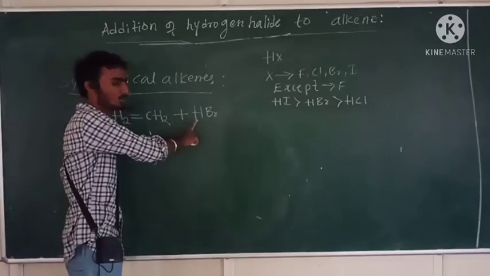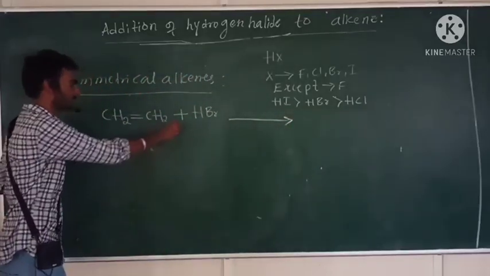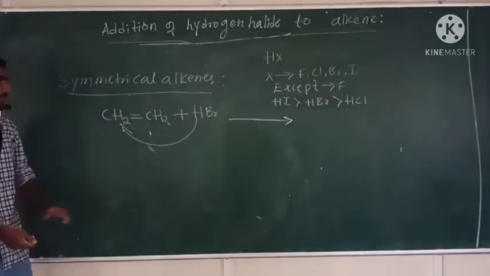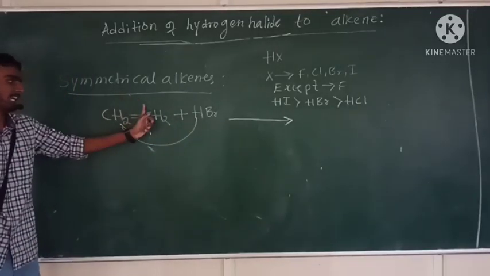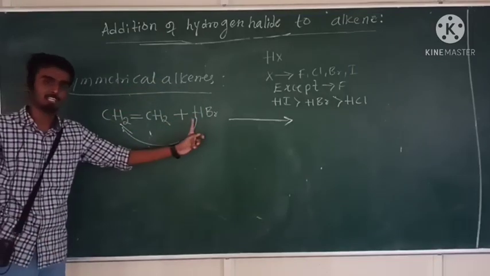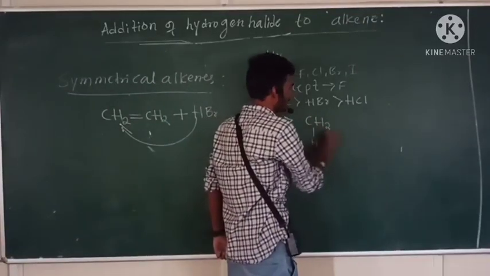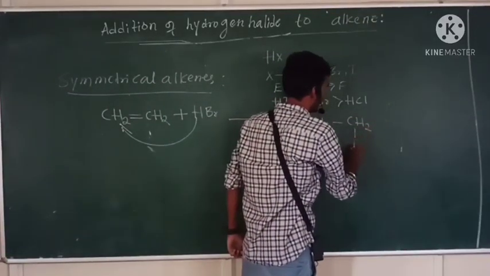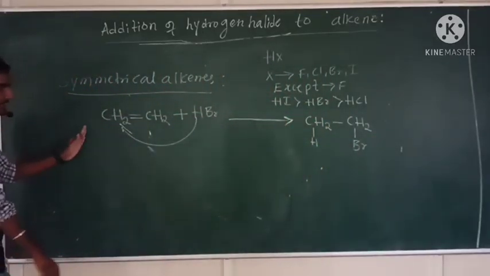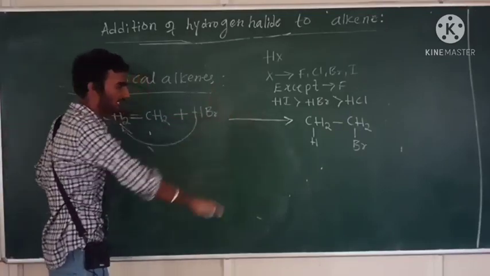When a symmetrical alkene is added with a hydrogen halide, that is HBr, hydrogen bromide, the hydrogen can add to this side or this side. Two chances are possible. Hydrogen is considered an electrophile in this reaction, so electrophilic addition takes place. It forms CH3-CH2Br. The alkene reacts with hydrogen halide and forms an alkyl halide.